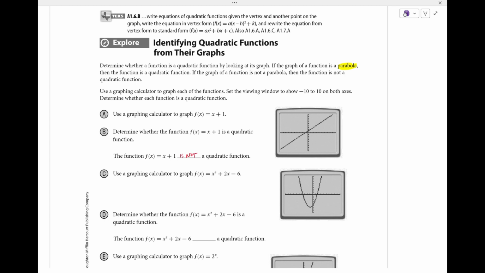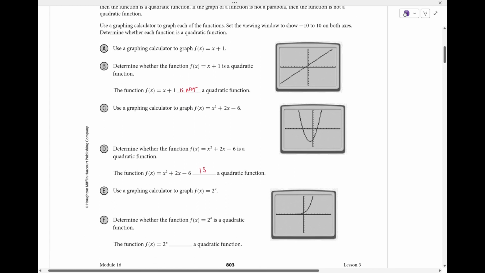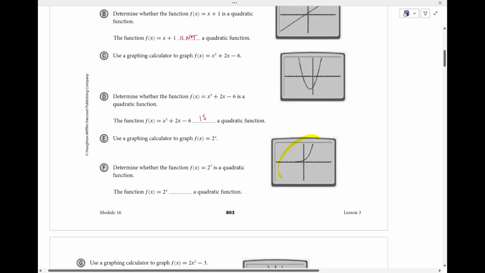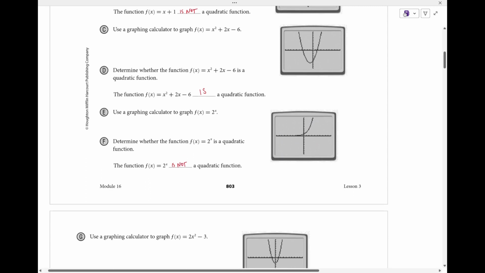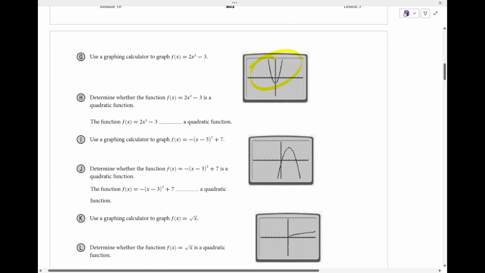Okay, this one over here, is this a parabola? Does it curve down and up or up and down? This is. So this is a quadratic function. Okay. This one, does it look like a parabola? Well, it goes up on one side, but it never goes back up on the other side. It stays flat. This one is not a quadratic function. It's actually an exponential function. Alright, let's look at this one. Is that a parabola? Yes, it is. This one is a quadratic function.